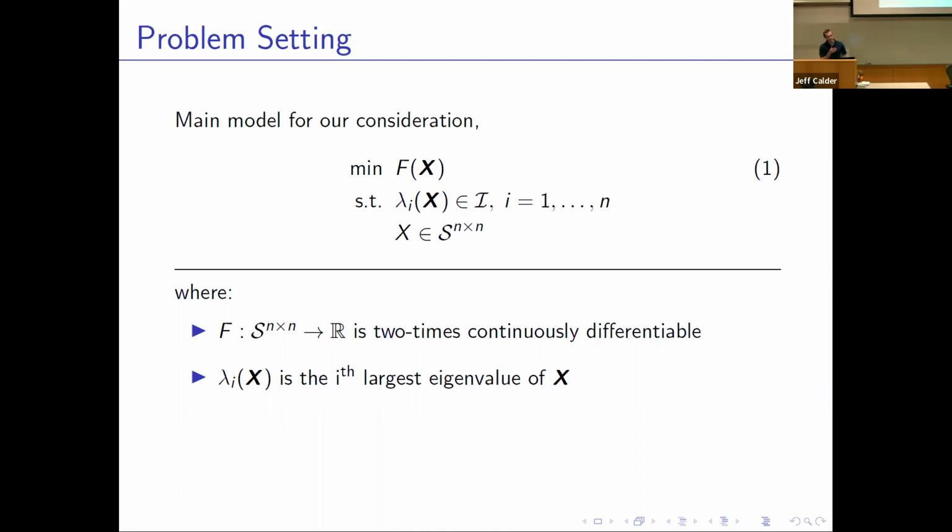So I want my eigenvalues to be all between 1 and 3, or maybe can be equal to 1, but has to be strictly less than 3. And we will assume that these are connected intervals. All right. And this model number 1 does capture a broad class of optimization models that people care about.